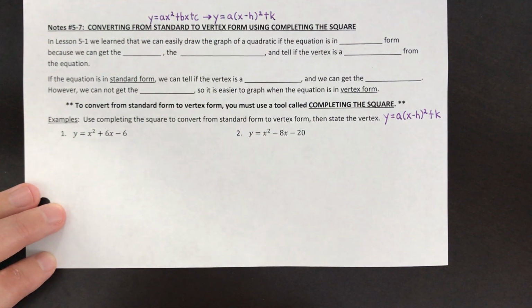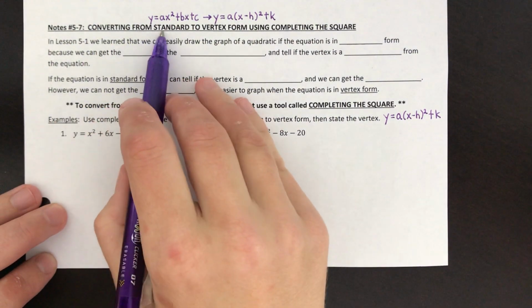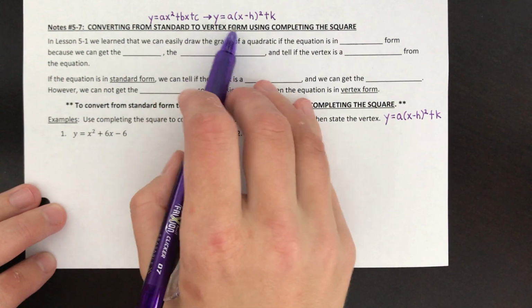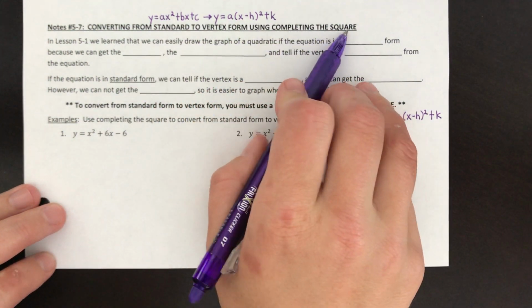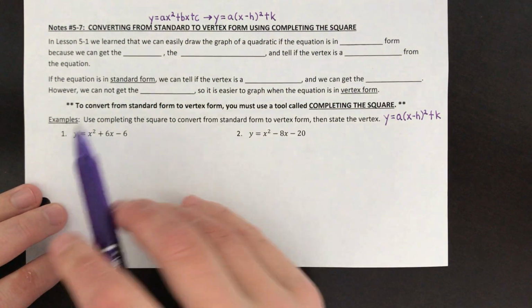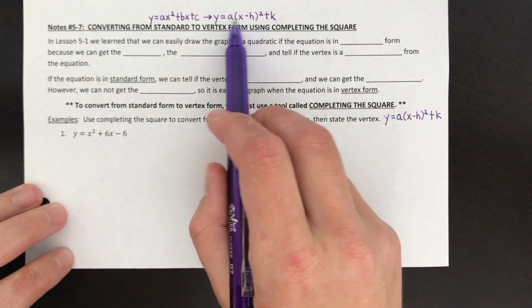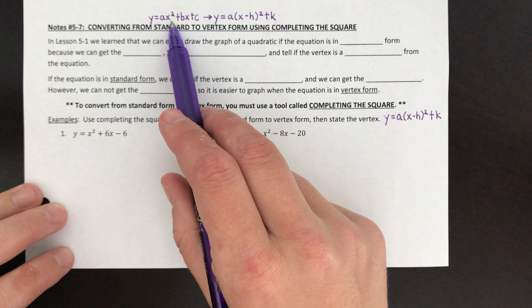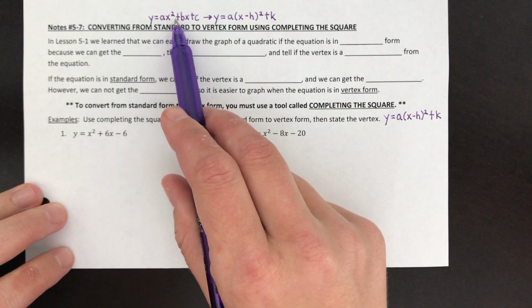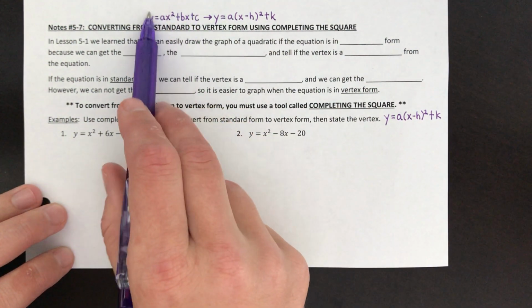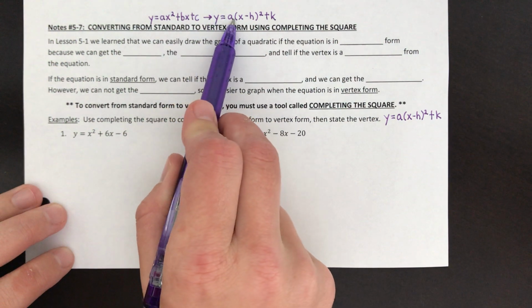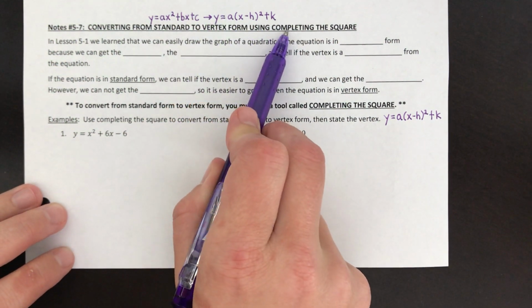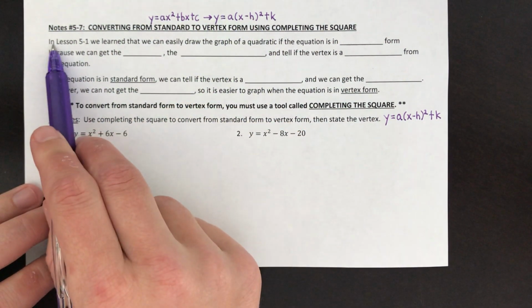Everyone. Today we're looking at notes 5-7, converting from standard to vertex form using completing the square. So in your last lesson, you took a quadratic that was in vertex form and you actually put it into standard form. But in this lesson, we're going from standard form to vertex form using a process called completing the square. So let's get started.